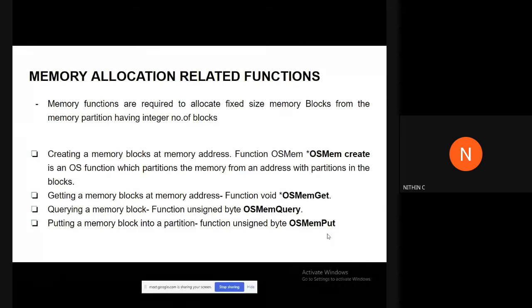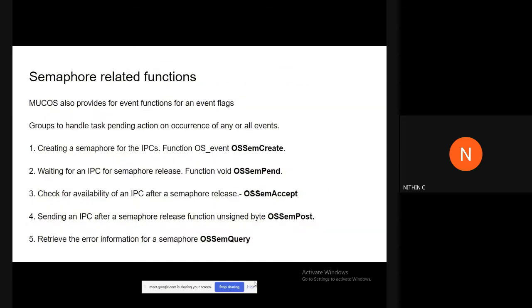The next is semaphore related functions. You are aware of semaphore, the concept behind semaphore. It can be either a binary or counting semaphore. And for every this kind of operation, the first thing that you have to do is to create that particular object, right?